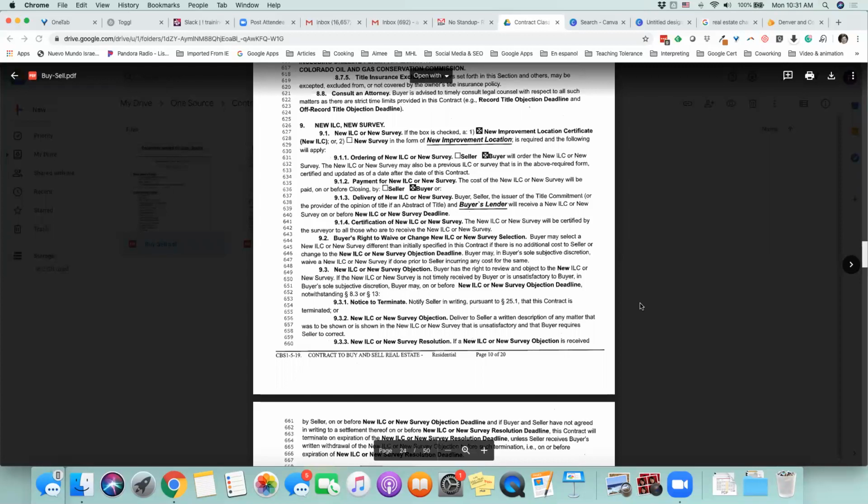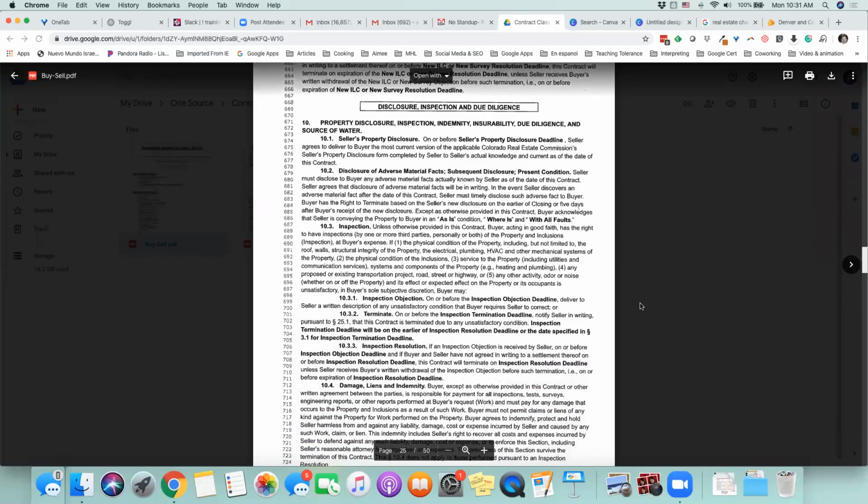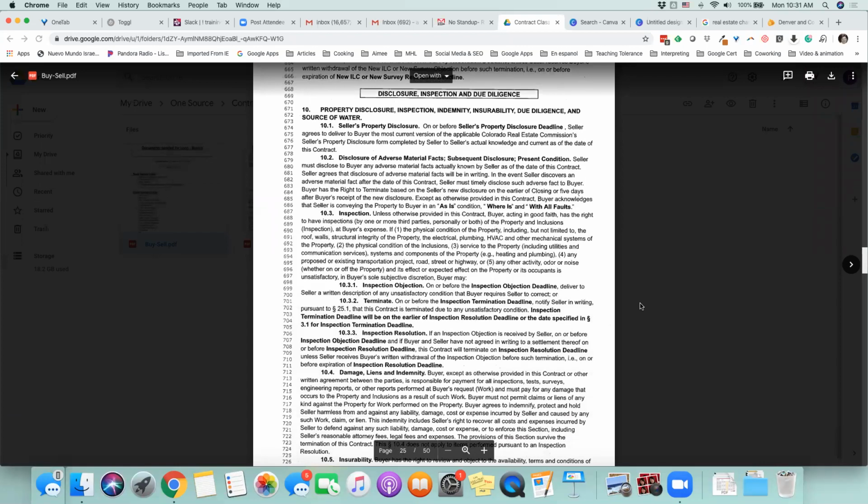So now you go to paragraph 10, which is inspections. You have a seller's property disclosure that you will receive. You have any other disclosure that would be an adverse material fact against the property. And a buyer can have any kind of inspection he wants as long as he doesn't destroy the house. Again, depending on what part of the country people come from, different inspections are more important than others.